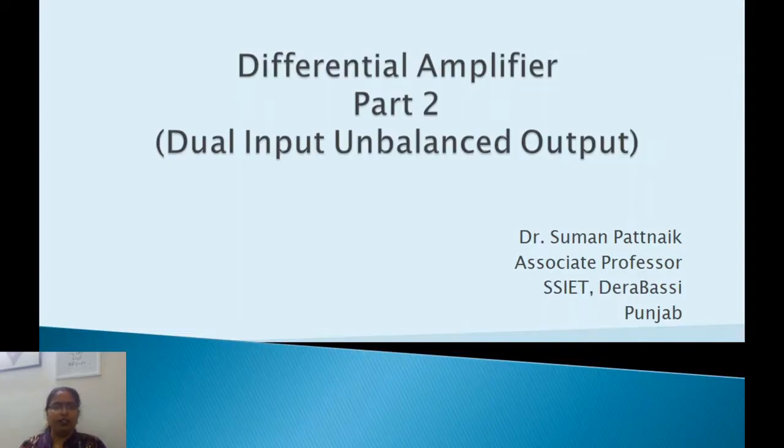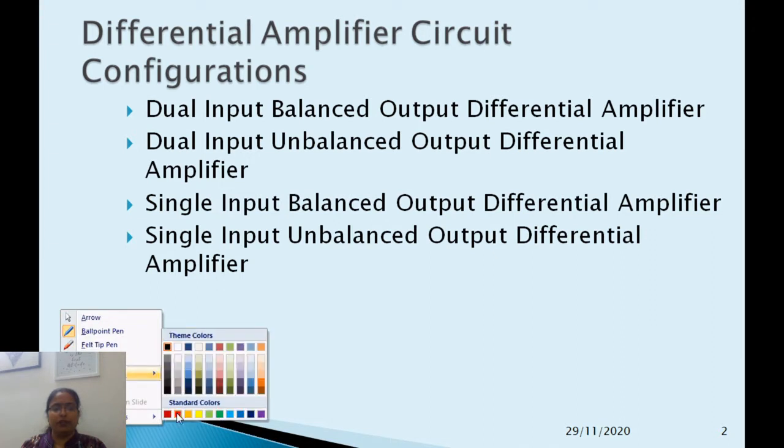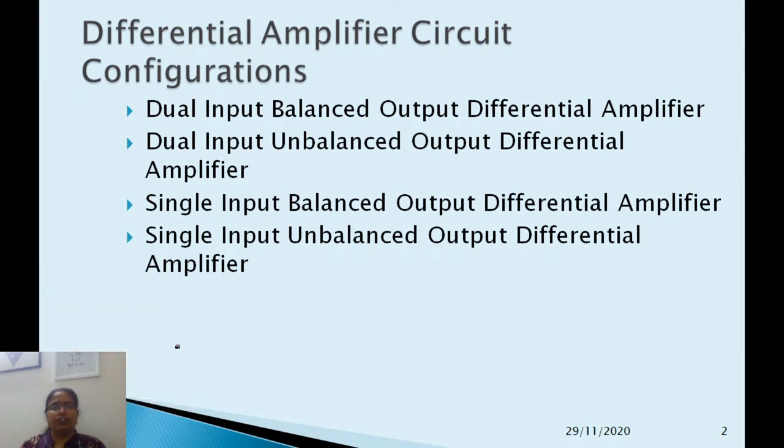So let's start with the dual input unbalanced output differential amplifier analysis. These are the four configurations of differential amplifiers we had already studied in the first part also. These are the four configurations depending upon the input applied and the output taken. This is the first one, the dual input balanced output differential amplifier we had covered in part 1. In this part we will be covering this second one, dual input unbalanced output differential amplifier.